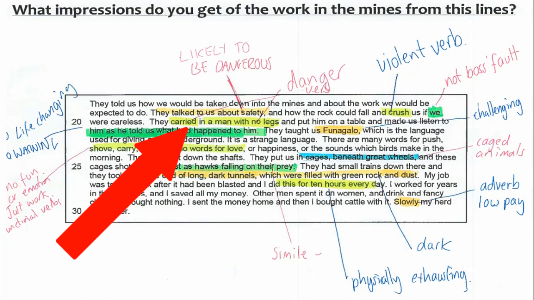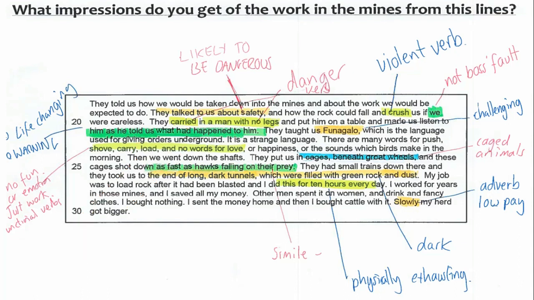Then it says they carried in a man with no legs. Definitely we could say carried is a verb which shows us that if something does go wrong, it will rob you of your independence, that you'll have to have other people do stuff for you. Then it says a man with no legs. Again, this shows it's a dangerous job because this is what could happen to you. You could lose your leg, so it could amputate you. But also I would say it's a warning to the men that if something goes wrong, it's their fault. So they've really got to be careful.